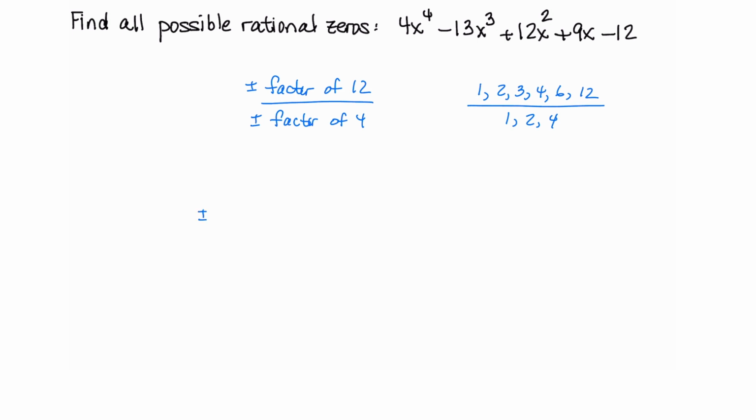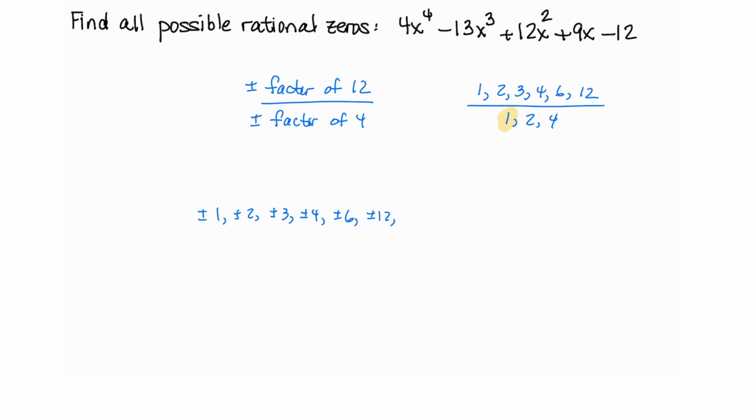So you have plus or minus. Well, all of the factors in the numerator could be divided by 1. So we're going to have plus or minus 1, plus or minus 2, plus or minus 3, plus or minus 4, plus or minus 6, plus or minus 12. So that takes care of everything with the ones. If it helps you, cross it out. We don't want to deal with that anymore.